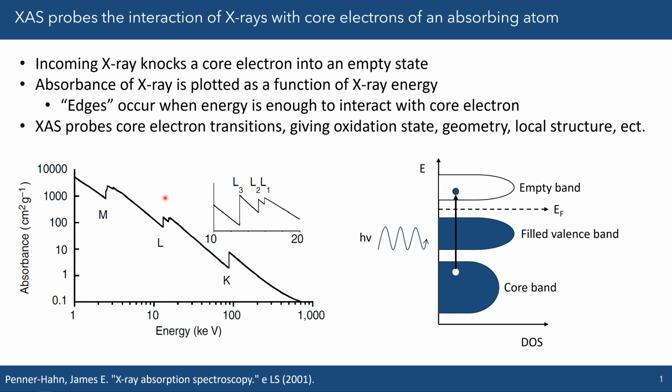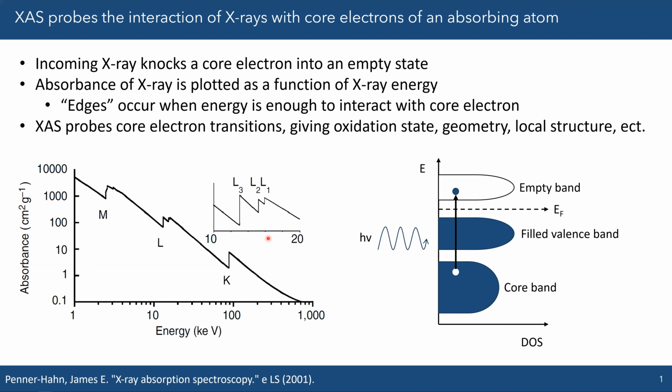When this happens, since X-rays are ionizing radiation, they'll interact with the core electrons of your atoms. In doing so, it'll basically promote or knock out a core electron into an empty state, like so. And when this happens, your X-ray is going to be absorbed. The energy of the X-ray has gone into promoting that electron.